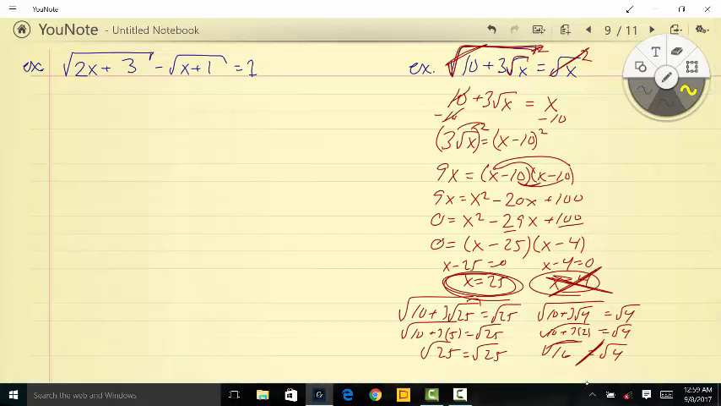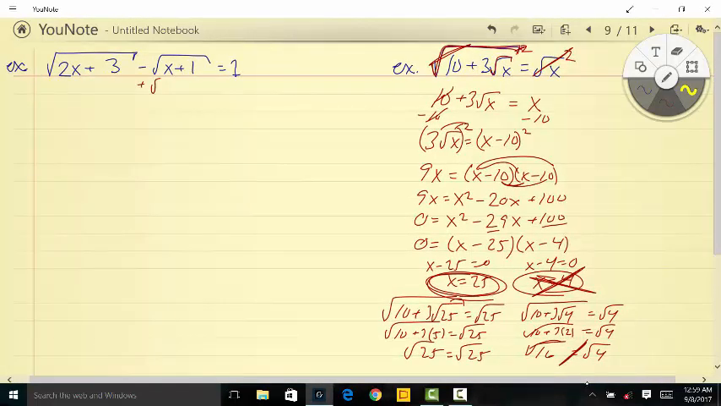And in this last example here, we have two radicals appearing on the same side. So we just pick one to get by itself. So we're going to add this one over. And we get the square root of 2x plus 3 is equal to 1 plus the square root of x plus 1. And then as we've done earlier, we're going to square both sides.